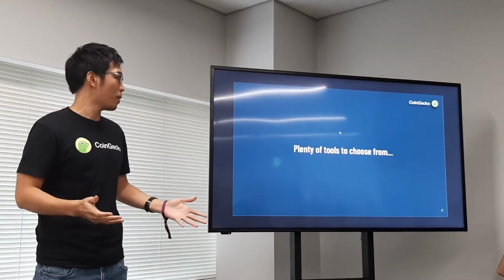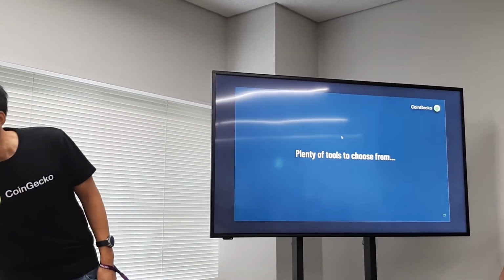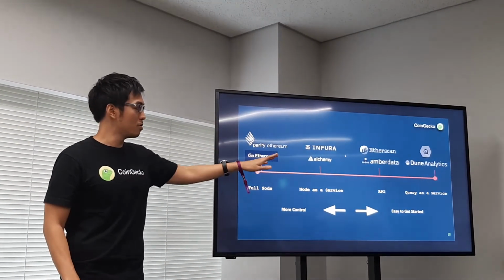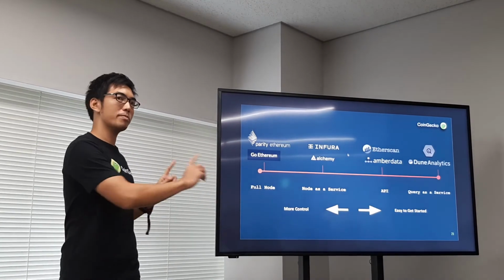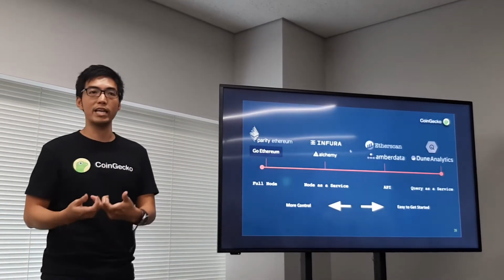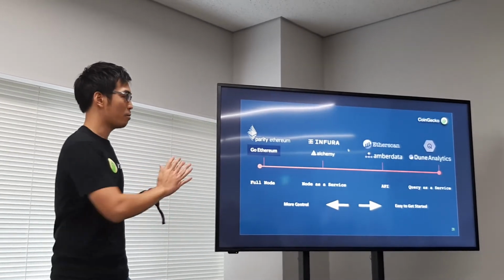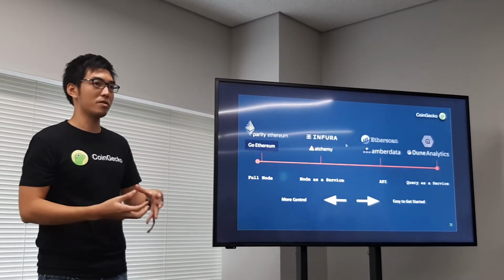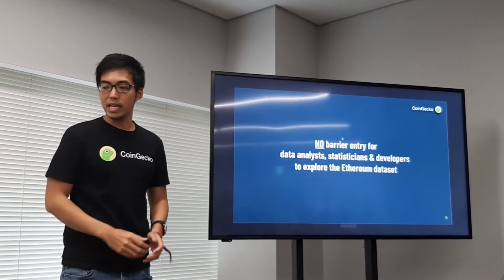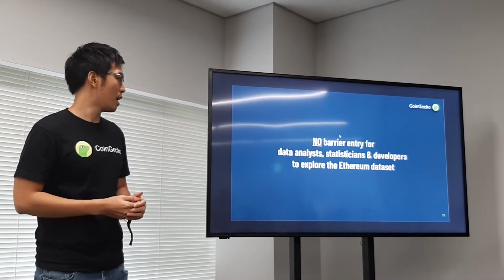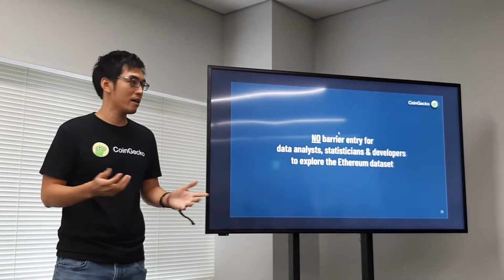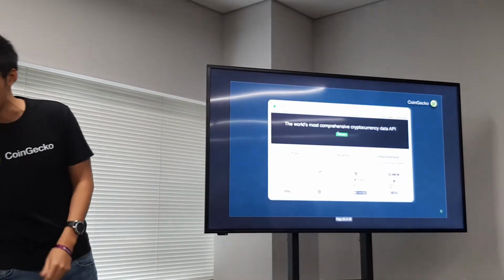So the key takeaway is that there's plenty of tools to choose from, all the way from having as much control as you want, over to as easy to get started. There's always going to be a trade-off, but it really depends on what your objective is. For us, we just want to get in, extract some data, and make some analysis, so we went to that side. But if we want more control on data, we could lean towards the other side of the spectrum. So really, there's no barrier to entry for data analysts, statisticians, or developers to explore the Ethereum dataset. Just go out there, go crazy, and grab all this data and analyze all you want.